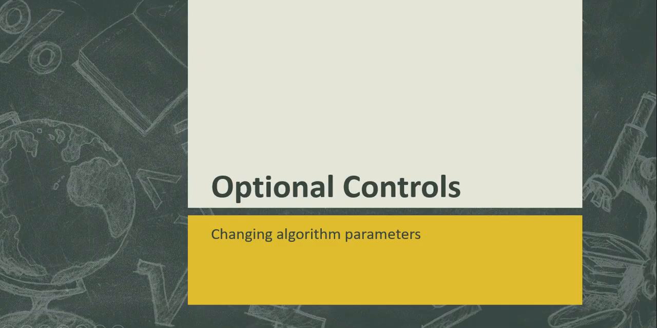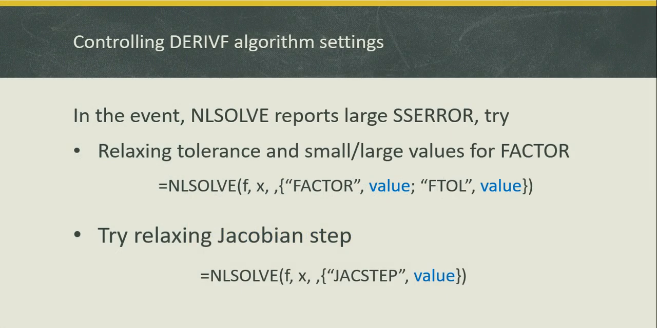Next, I would like to describe some optional controls for NLSOLVE. Not every problem has an exact solution. NLSOLVE will try to calculate the best minimum error solution, and you can tell how well it did by examining the value of the sum of square errors in the variable SS error in the output solution. If the SS error is a large value, it means that NLSOLVE was not able to converge. So there are a number of things you can do.